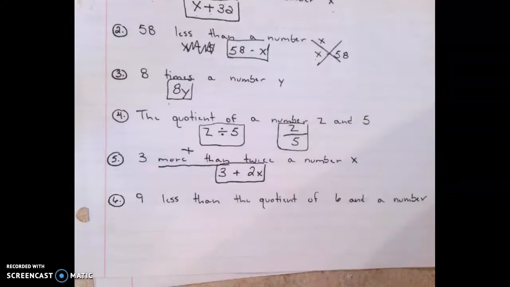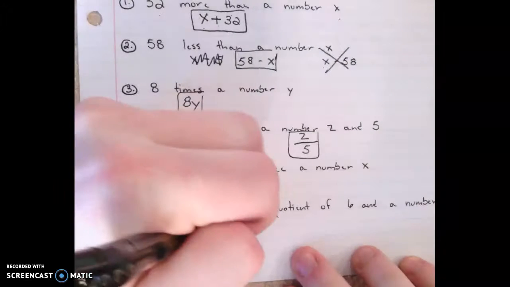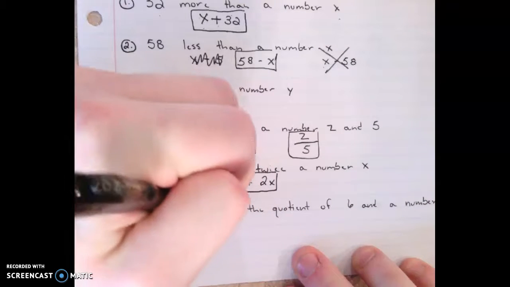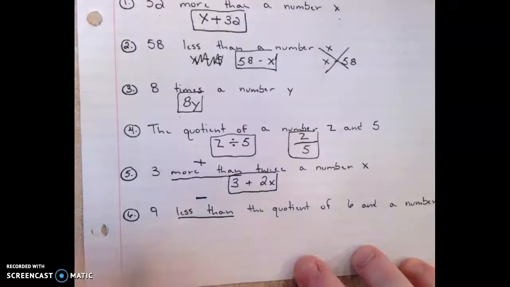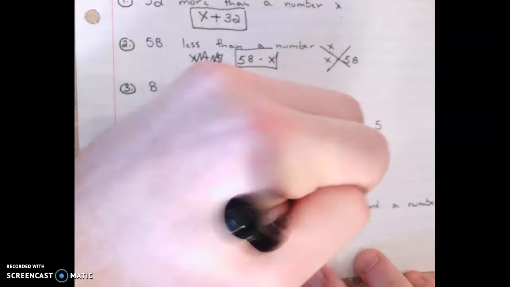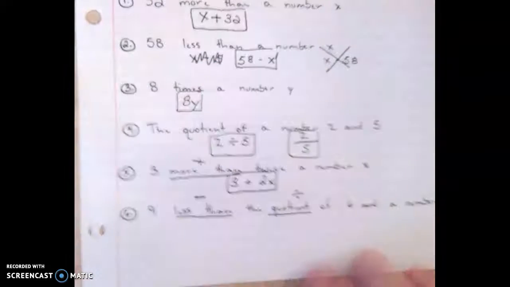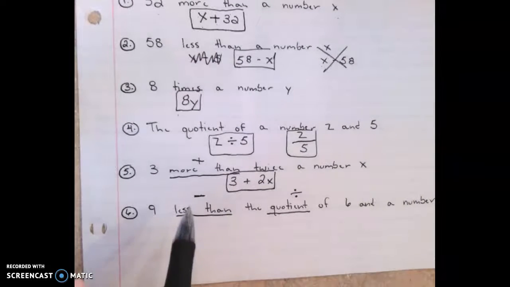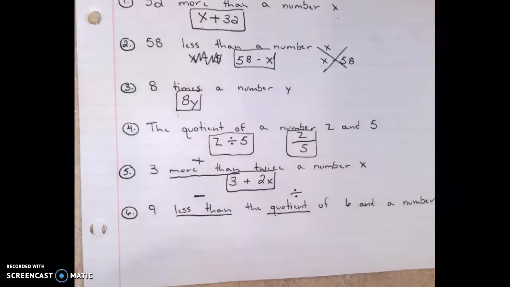Number 6, we have 9 less than the quotient of 6 and a number x. So again, we have the words less than, that refers to subtraction. We have quotient, that refers to division. And as I'm sitting here underlining these and throwing the operation above them, it's not something you have to do when you solve these problems. However, it might help you as you're going through this, especially since this might be a little new to some of us.